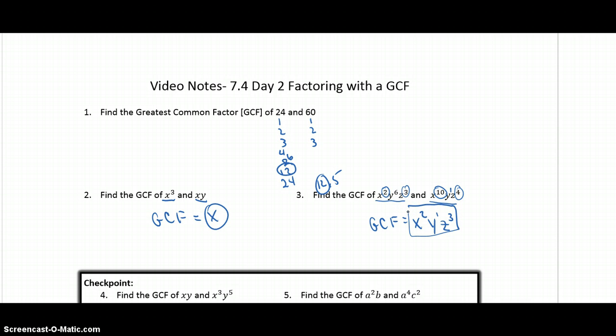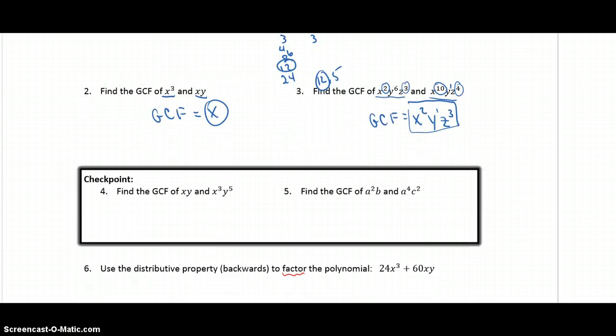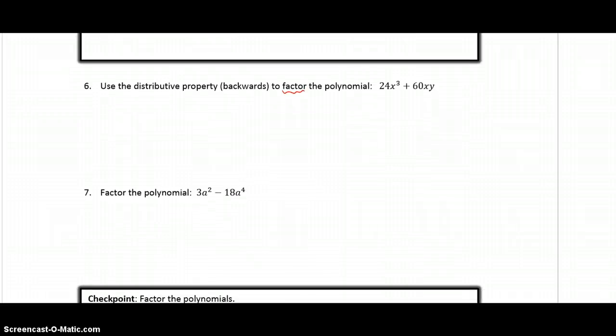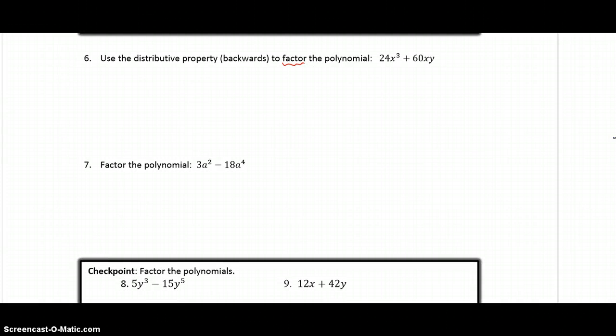So it's a little different finding greatest common factor when there's variables involved. I'll let you guys try the checkpoints. We'll go over those in class. Now here's why we use the GCF when we're working with polynomials. We're actually going to do the distributive property, but backwards. So we are going to find out what's in front being multiplied by our parentheses. What is in front is always going to be your GCF.